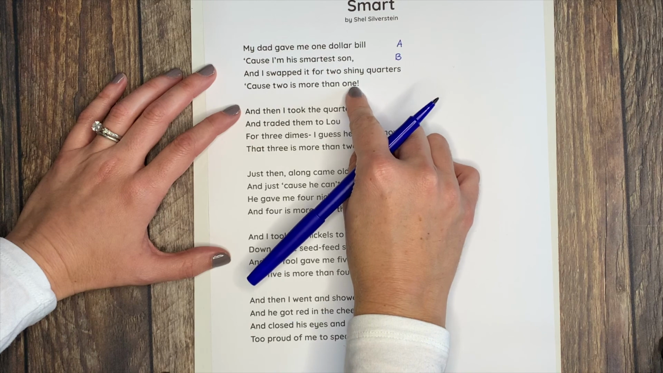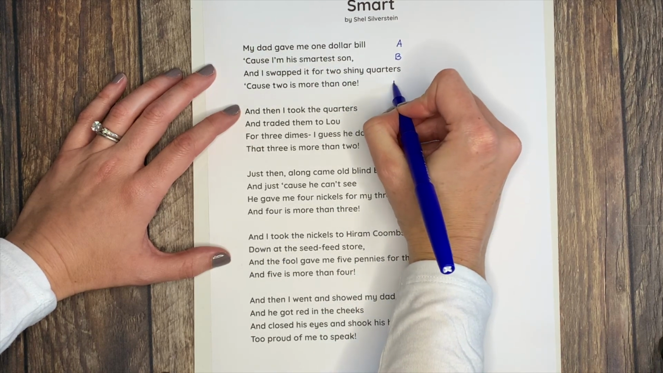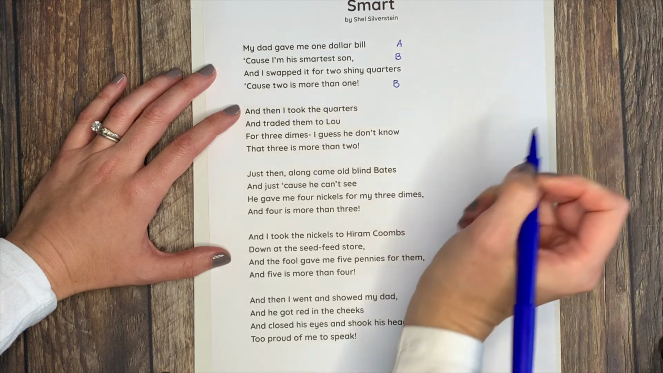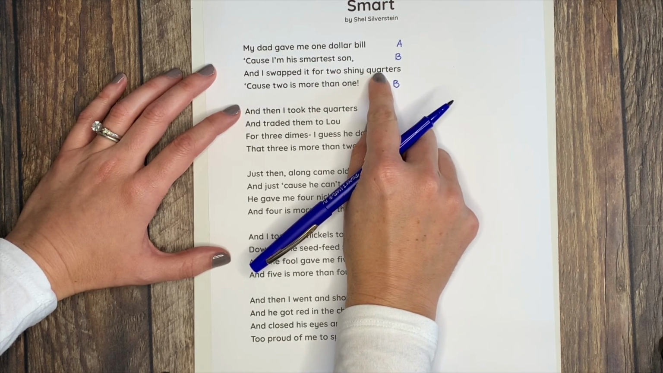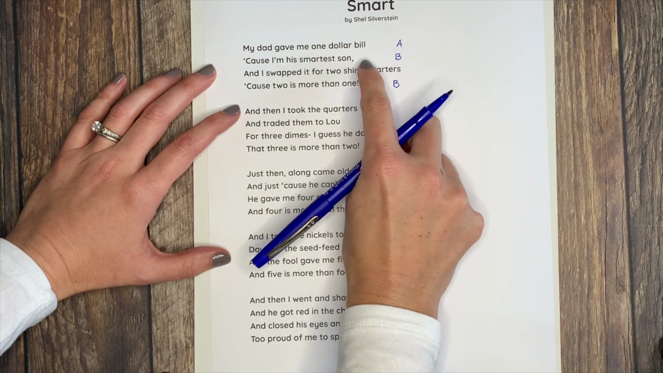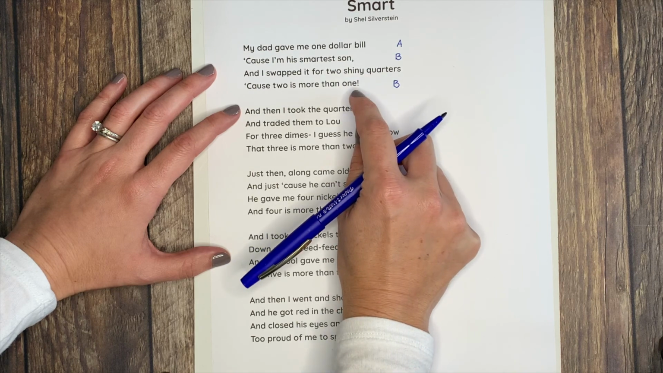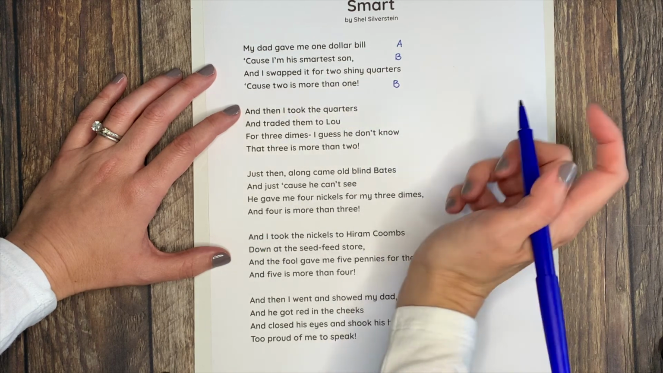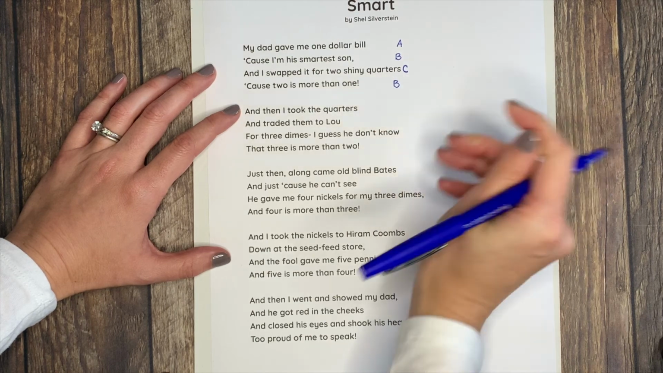But look down here, son and one. That rhymes, so I'm going to label the word one also with a B. Now I've got the word quarters left. Does it rhyme with anything in that stanza? Bill, quarters. No. Son, quarters. Nope. One, quarters. Nope. That will get a letter C.